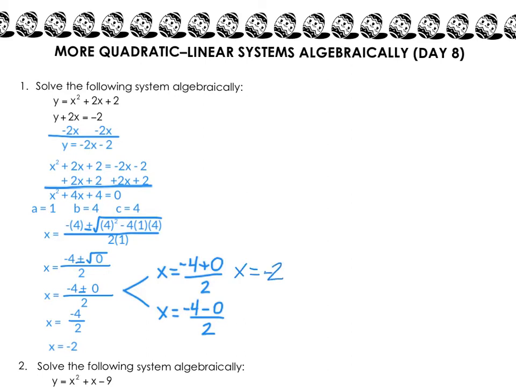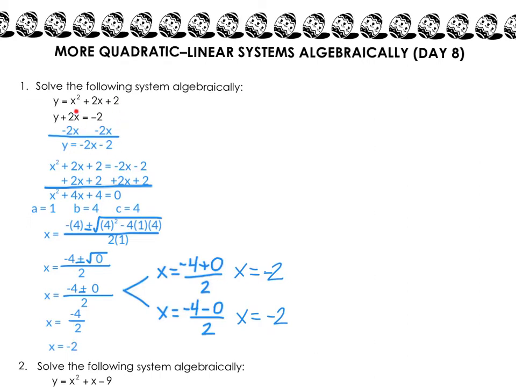And then for the other one, negative 4 minus 0 is still negative 4 divided by 2, which ends up giving me the same answer of an x value of negative 2. So that's why I didn't bother writing both out, but you could write both out this way if you'd like. Well, then I have the same x value, so now that I know what the x is, we can sub it in place of x in the equation.